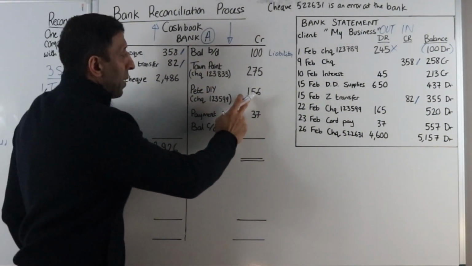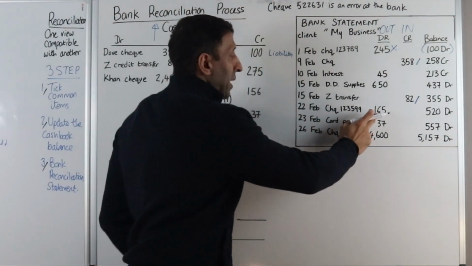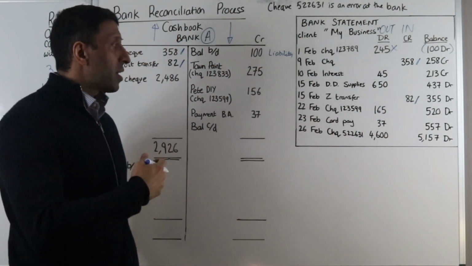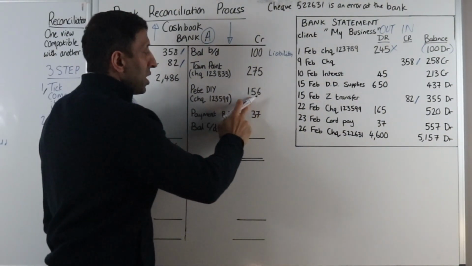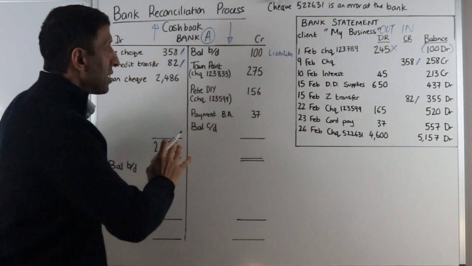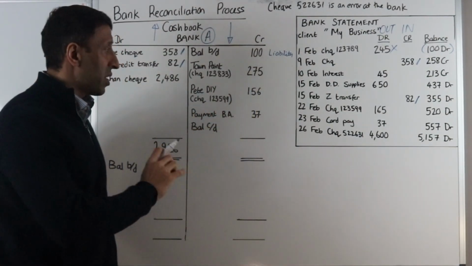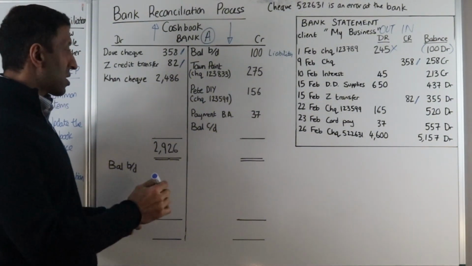So what we have is a payment that we're showing of 156, and according to the bank statement and the bank itself, that is supposed to be 165. So this is wrong, this needs to be 165. So essentially we're showing that 156 went out of the business, but it should have actually been more. So what we'll need to do is adjust for that.